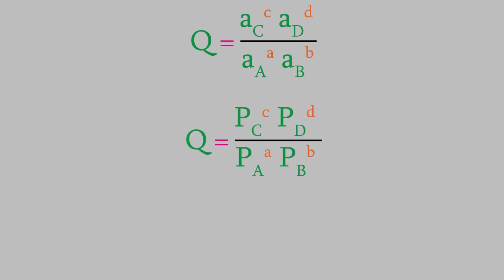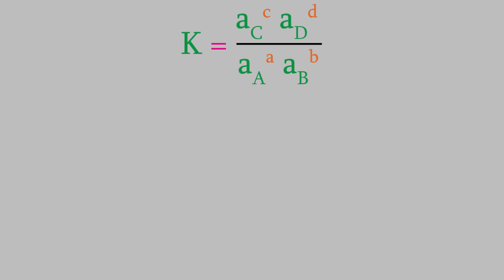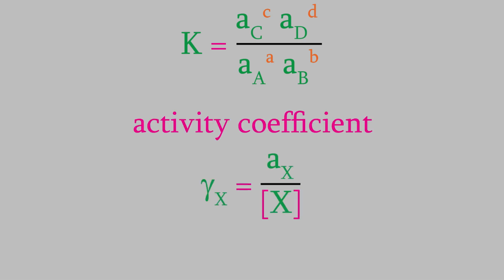Using activities instead of pressures or concentrations can give us significantly different and more realistic results. However, it's not very obvious how we could relate this to the reaction quotient we're used to, which is written using concentrations or pressures. How can we connect this equation to the more familiar versions of Q or K? For example, suppose we're studying a system at equilibrium. In that case, we could write the equilibrium constant this way. You might recall that there's also a quantity known as the activity coefficient, and for solutions, we can define it using this expression. If we rearrange that to solve for the activity, we get this.